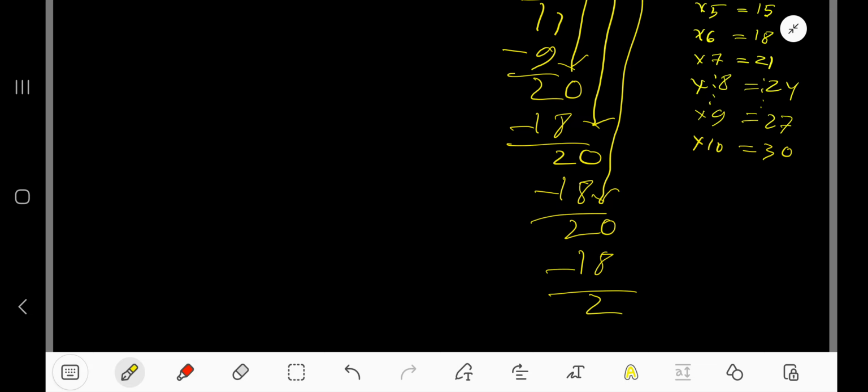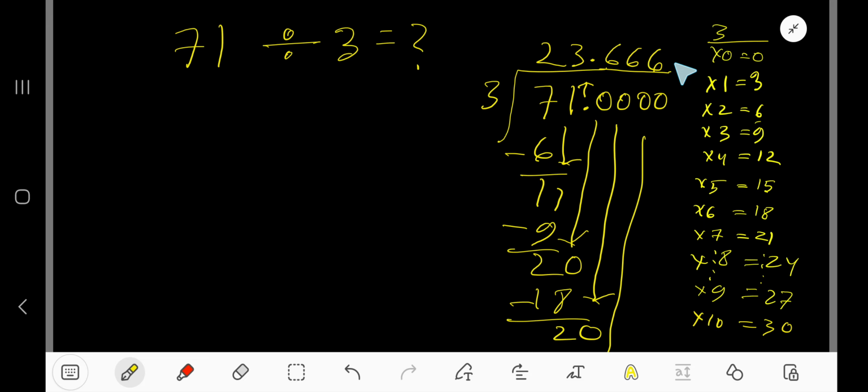You can bring down more 0s, but now place 3 dot here. 23.666 dot dot dot is our answer. If you want to write your answer in a shorter form, then what will happen? You can place a bar over 6. So 23.6 bar is our answer.